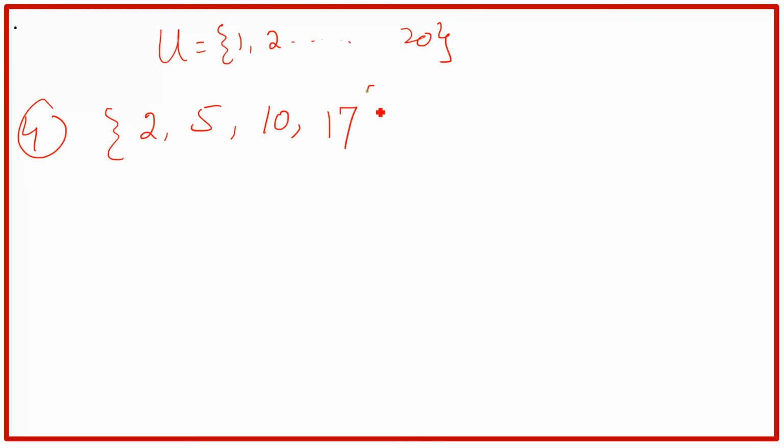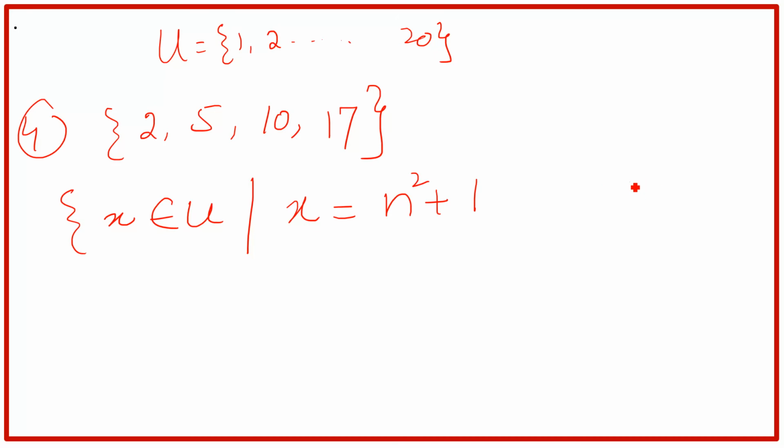One more question. Okay, I will write down. U is equal to 1 up to 20. And suppose we have another question: 2, 5, 10 and 17. Suppose these are four members. How can you write them in set builder notation, right? So we will write x belongs to U such that x equals n squared plus 1, and same thing, here x is greater than or equal to 1 and less than or equal to 5.